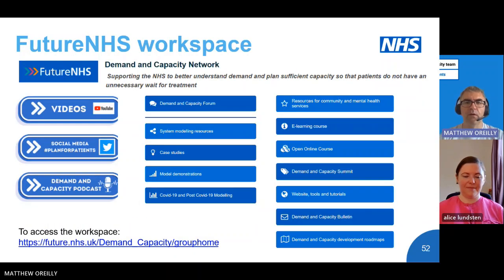As we mentioned earlier, our Future NHS workspace is probably your key place to find resources and receive updates. There are a whole range of different resources, some of which you can see highlighted on the slide here. The link is there to access or to join the workspace, and I would also highlight that we do have a demand and capacity forum that's available through the workspace, where you can post questions and queries either to the team or to peers within that community of practice, and that's really well used in terms of the amount of questions that are being posted and responses, so do have a look out for that.